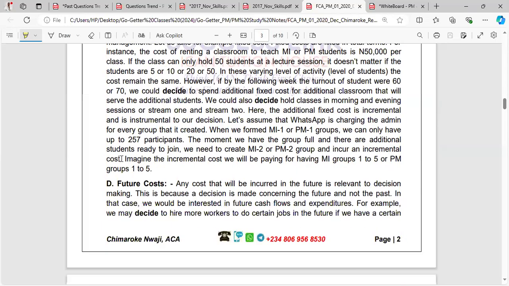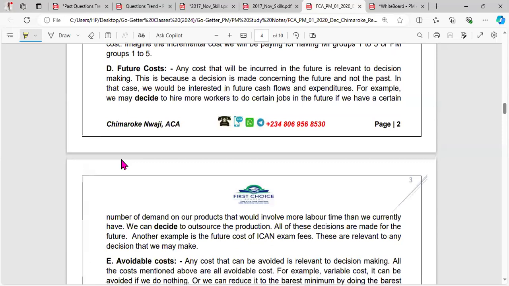Then we have future cost. Now, future cost is a cost that you will make in the future. So it means that your exam fee, which you have not paid already, is a future cost. That is a relevant cost because you could change your mind. You could say, I am no longer writing the exam. You could say, okay, something came up and I had to use the money for another thing. So that future cost is relevant.